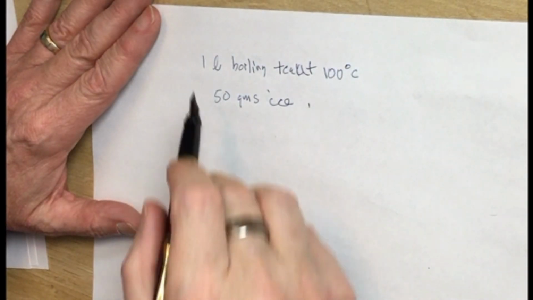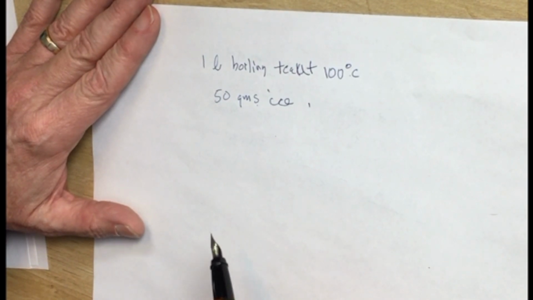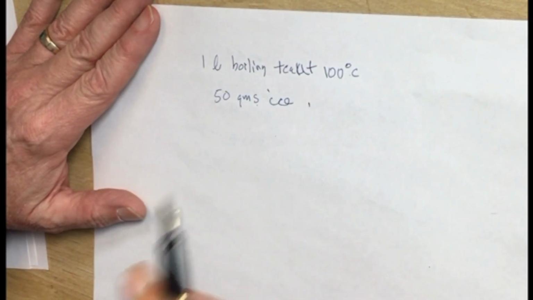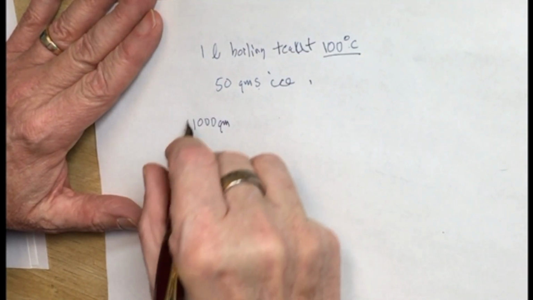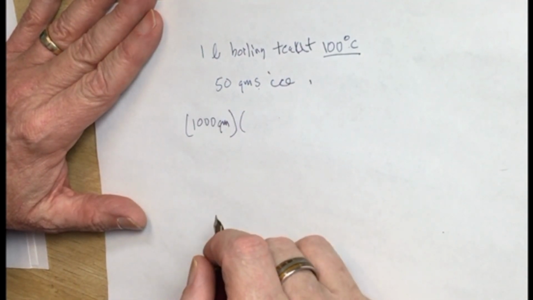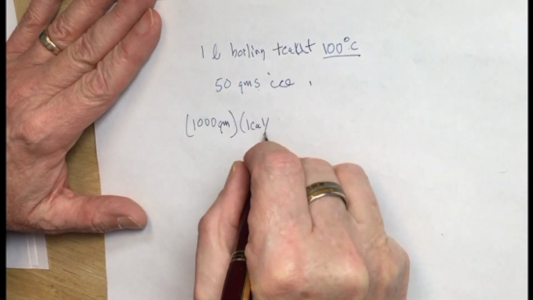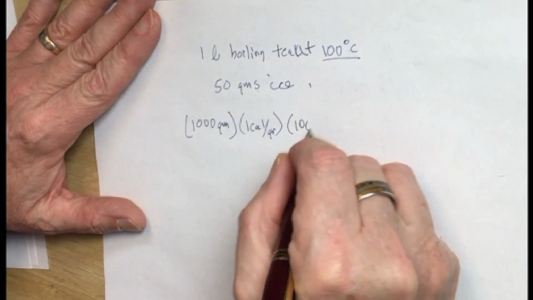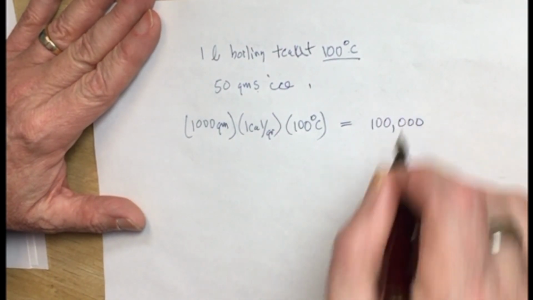But what if we have a situation where we have far more heat than is required to melt the ice? So let's take 1 liter or 1,000 cc's of boiling tea at 100 degrees Celsius. So we got 1,000 grams of water. The heat capacity of water is 1 calorie per gram. And the temperature is 100. So we're dealing with 100,000 calories.